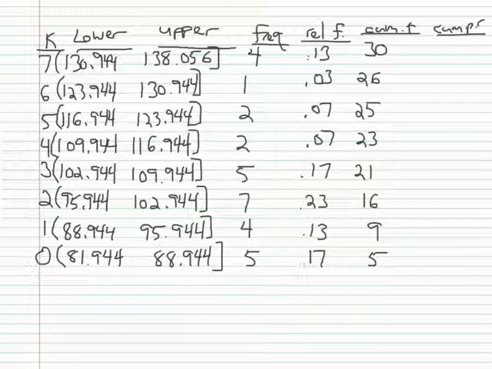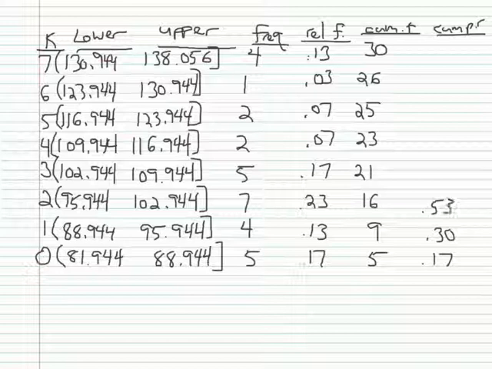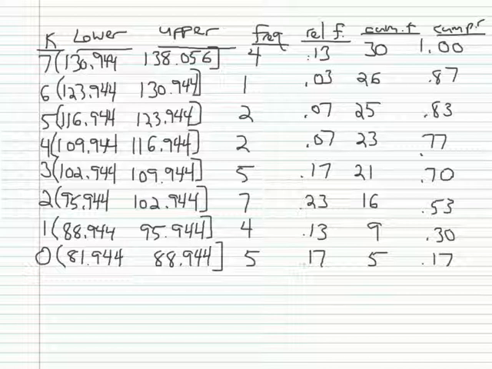And you can compute the cumulative proportion in really the same way. You divide the cumulative frequency by the sample size. So the cumulative proportions are going to be 0.17, 0.3, 0.53, 0.7, 0.77, 0.83, 0.87, and of course it should be 1 by the time you get to the top interval.